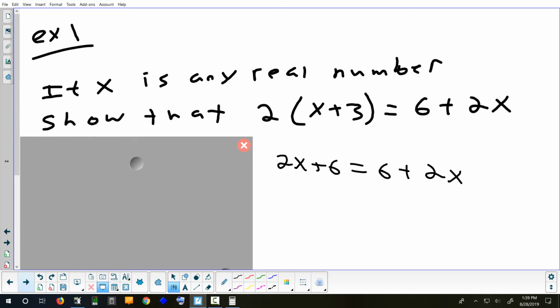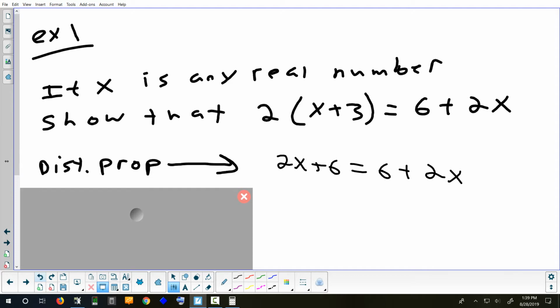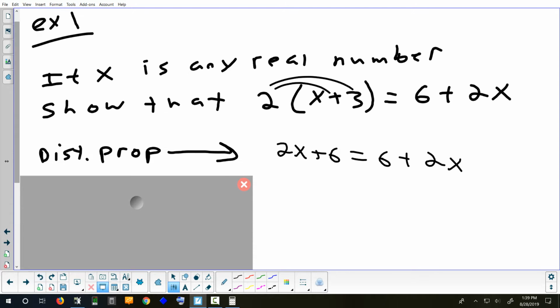What property did I just use right there? Symmetric. So symmetric would have been if I took all of this and put it on the right, and I took everything that was on the right and put it on the left. So not symmetric. Distributive. Yep, I did the distributive property. I took that, basically I just went like this, which probably would have made it a lot more obvious if I did that. That's why I did it. Okay. So distributive property.